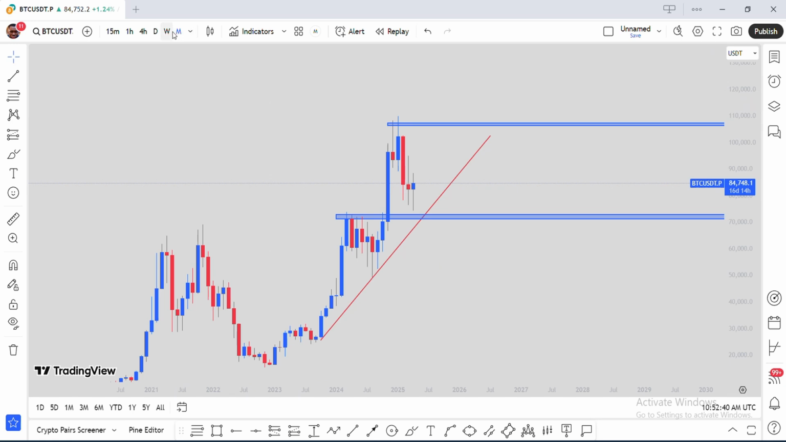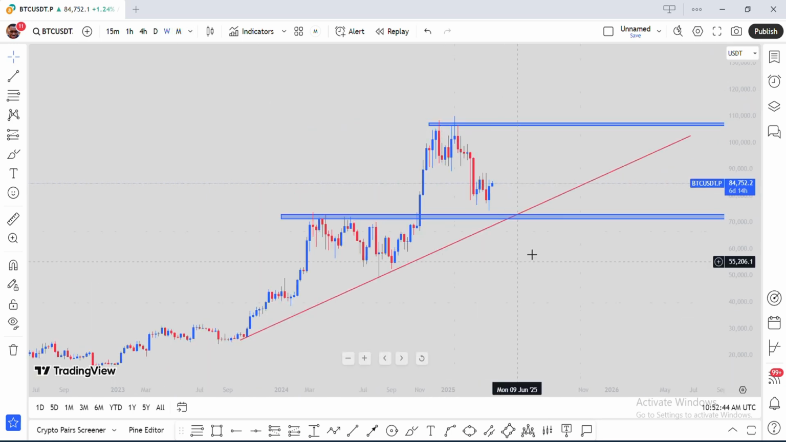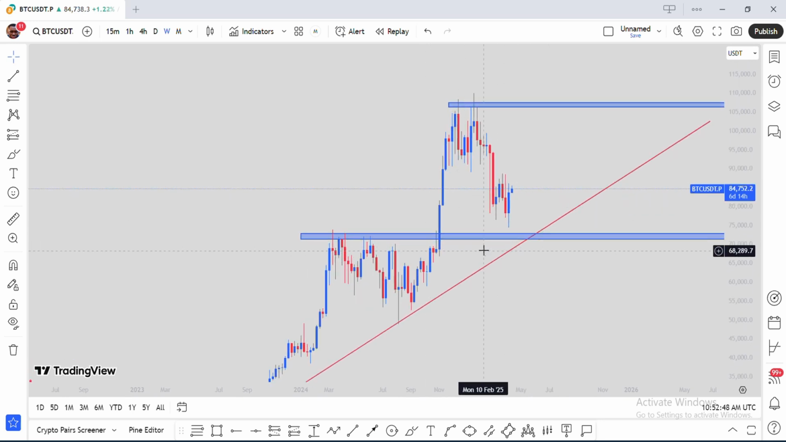But on the weekly time frame, the weekly trend is also to the upside. So the weekly and the monthly trend are trending to the upside. So now this was the zone where I was expecting Bitcoin to come to. So I was expecting a further drop to this trend line and also this support level.